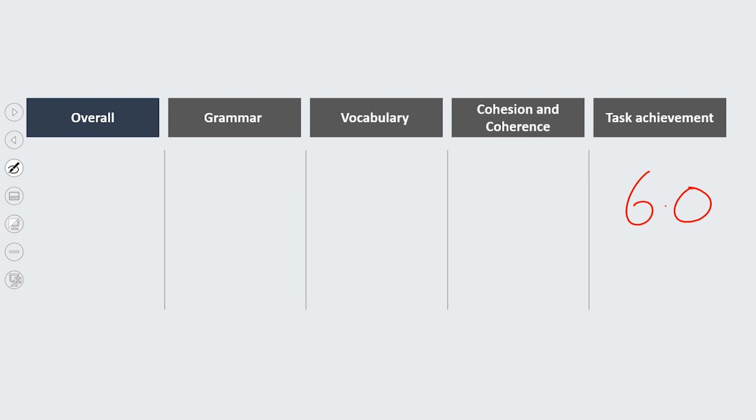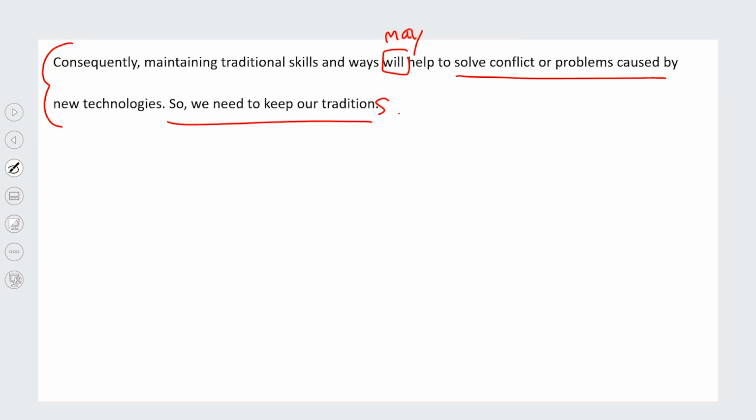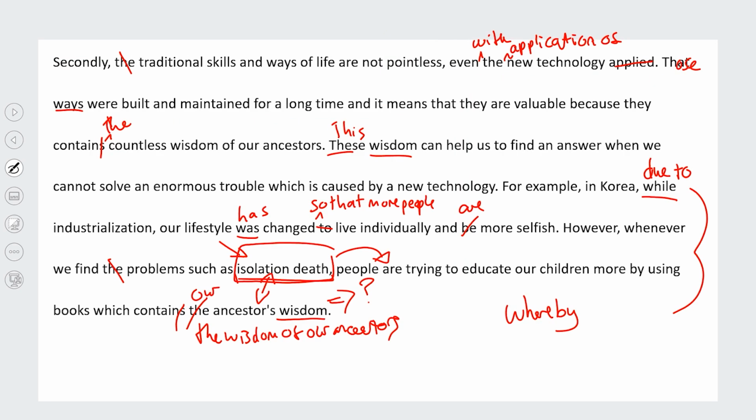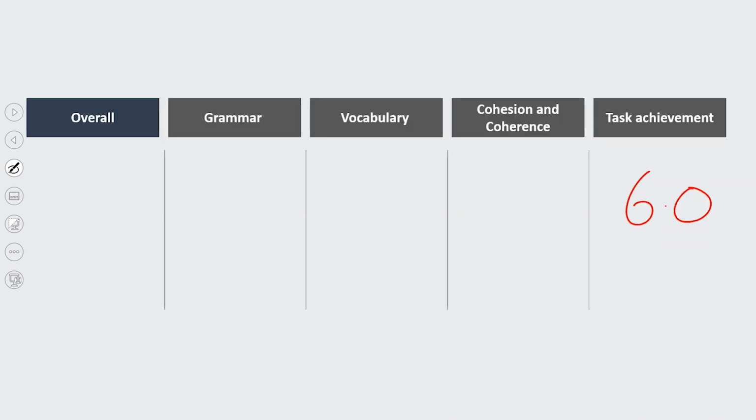Coherence and cohesion, pretty good. Like I said, consistent in what they were arguing throughout. And they have reasonably good transitions between sentences. Basically we're pretty good. So I would want to give a 6 for cohesion and coherence.